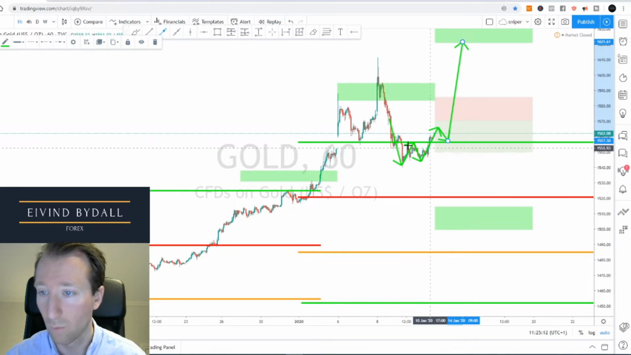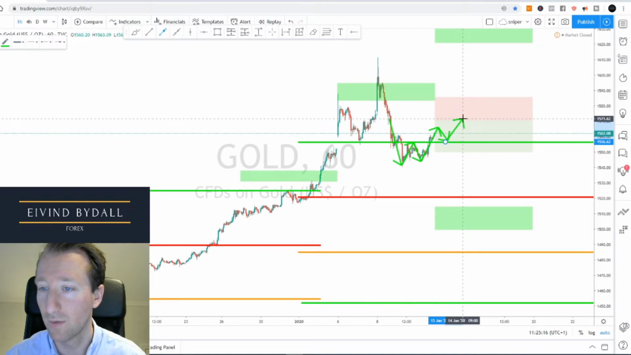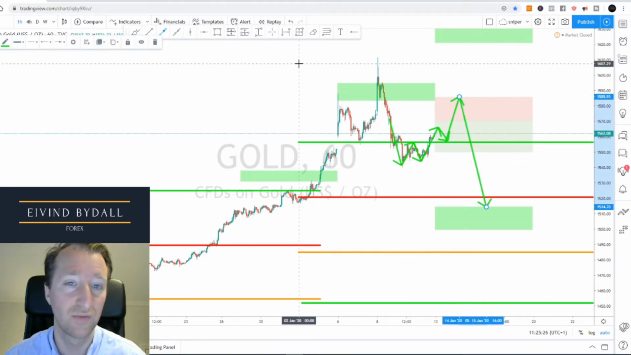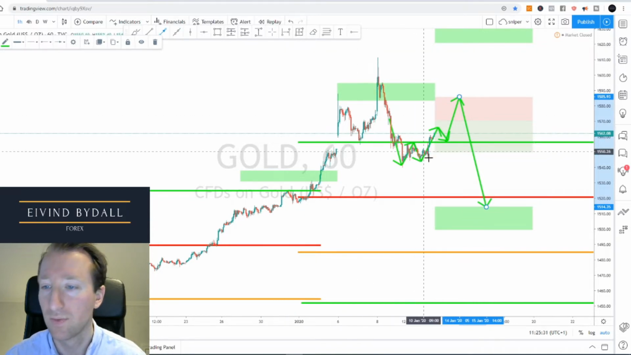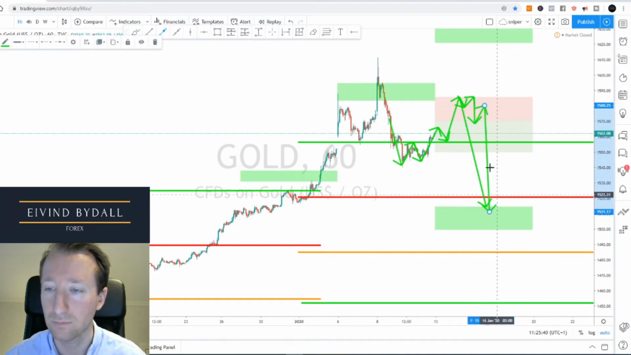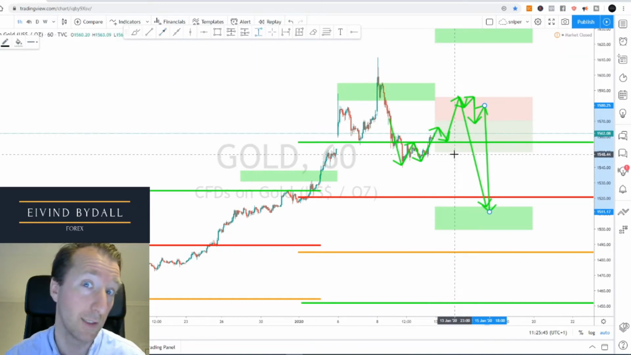Then what's in it for the sellers? Well, they would love it to come back up to 1570 or 1585, and from 1585 down to 1540. I'm sorry, my bad. That is some kind of entry. Then you have to have some kind of reversal on the 5, 15 or 30 minute chart. Then you take it down again. Always that pattern. That's what I look for. If it doesn't happen, I don't trade it.